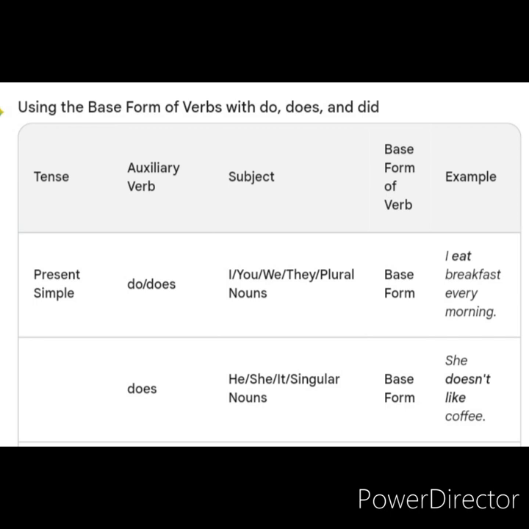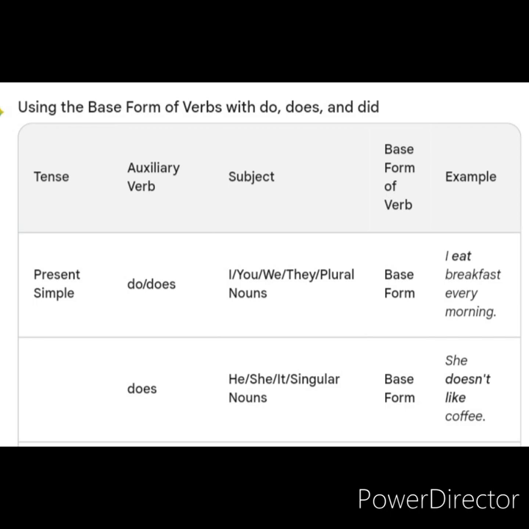This short table explains the use of do, does, did in a brief way with the help of the following sentences. Using the base form of verbs with do, does, and did. See these examples for simple present tense. Auxiliary verb do and does. Subjects are I, you, we, they, plural nouns. Base form. Example, I eat breakfast every morning.